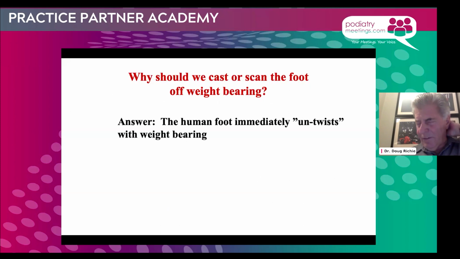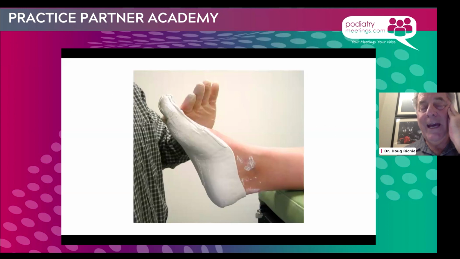Now, Root emphasized casting the foot off weight bearing and pronating the forefoot on the rear foot, which twists the foot in a favorable direction. And why did he recommend casting the foot off weight bearing? Because he knew, and many others know, that the human foot immediately, when it touches the ground, untwists with weight bearing. That's a normal mechanism. It is supposed to untwist during the contact phase of gait. So we cast the foot off weight bearing so we can enhance the optimal position of the forefoot maximally pronated on the rear foot for stability.